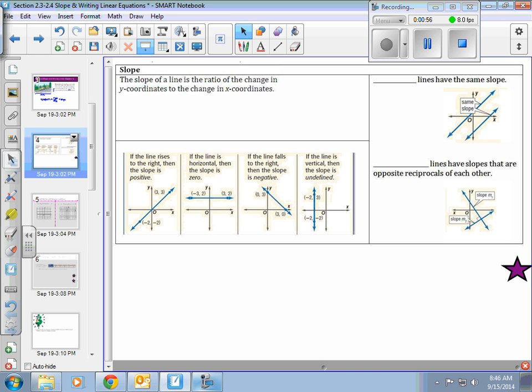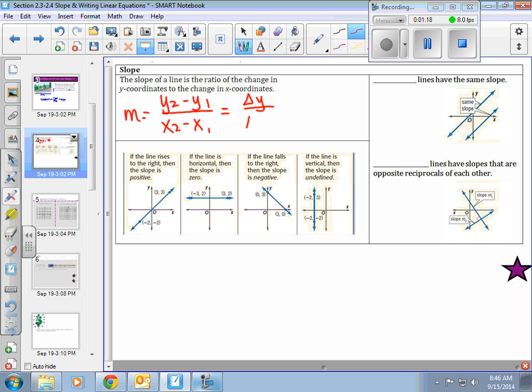The slope of a line is the ratio of the change in the y coordinates to the change in the x coordinates. Remember, m is the letter we use to represent slope, but the equation is y2 minus y1 all over x2 minus x1. Another way we can write this is delta y over delta x, which is the same as the change in y over the change in x. Delta is a symbol that you will learn a lot more about as you get into advanced math classes.